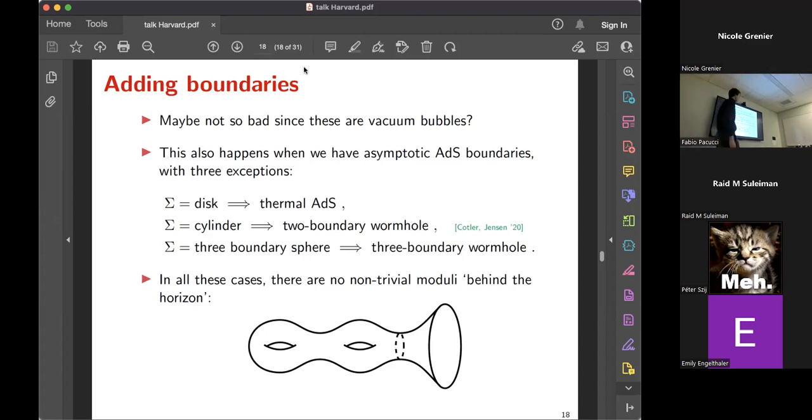Are these geometries also off shell? No, these are not really. So the disk is manifestly not off shell because it's thermal AdS. The cylinder is kind of not off shell because you can pinch the cylinder and then it becomes like two cusps that touch each other. So there's an on shell solution, but it's singular. And the same thing happens for the three boundary sphere. And if you go higher, then I think they're more off shell.